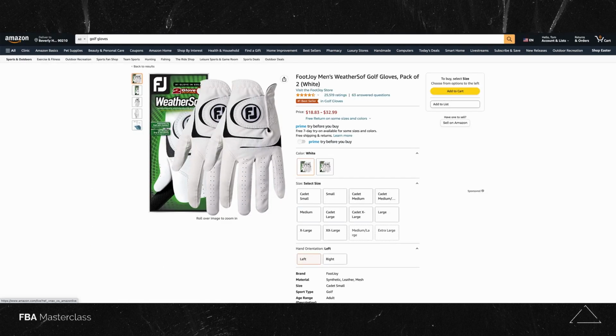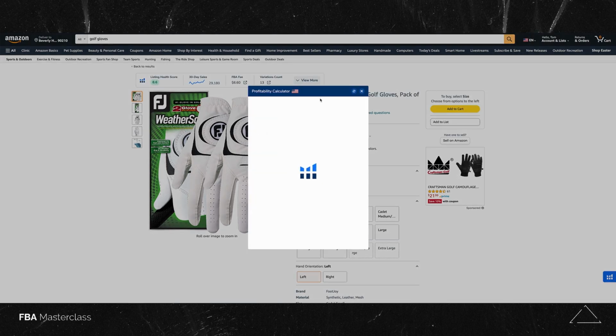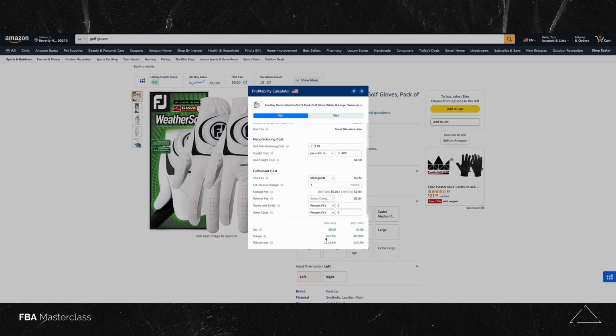And what we want to do is click on Helium 10's tool again, click on Profitability Calculator. And then we simply go down here. So remember, right now we want this number to be at least 35% and this number to be at least 100%. Really, the higher the better, 150% preferably, but this number needs to be 100%. So in this case, this person is making, obviously, that's good. That's more than 35%. That's more than 100%.